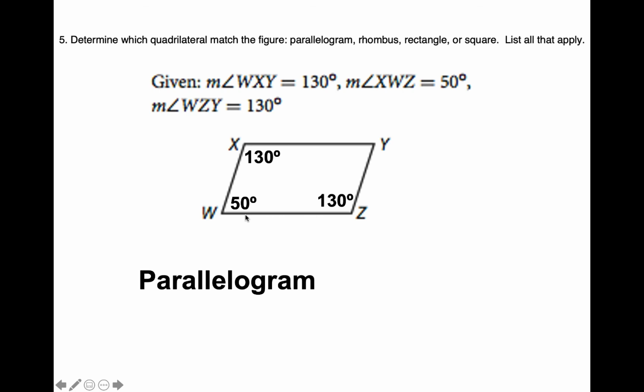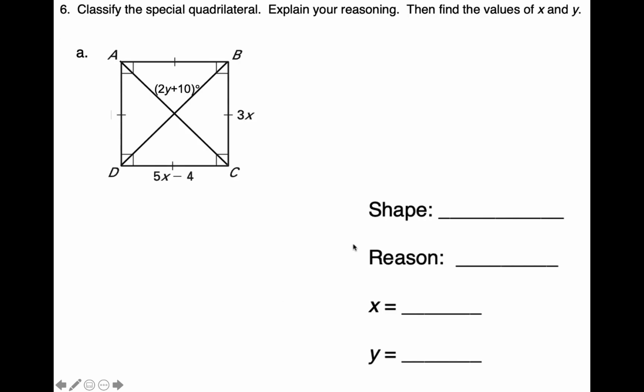a parallelogram. I can't say that this is a rhombus because none of the sides are marked equal. It's definitely not a rectangle because we don't have right angles. And since it's not a rectangle, it's also definitely not a square. So this is just a parallelogram.